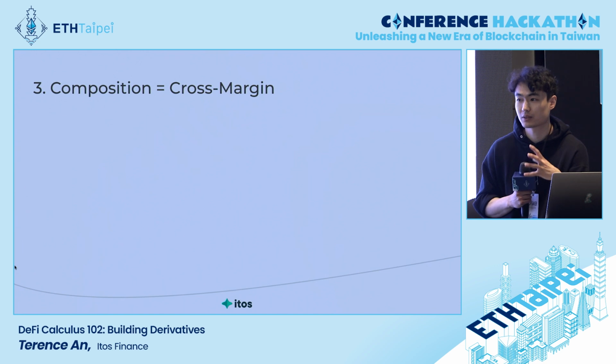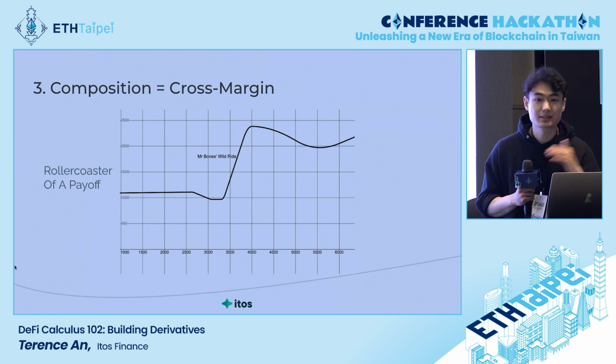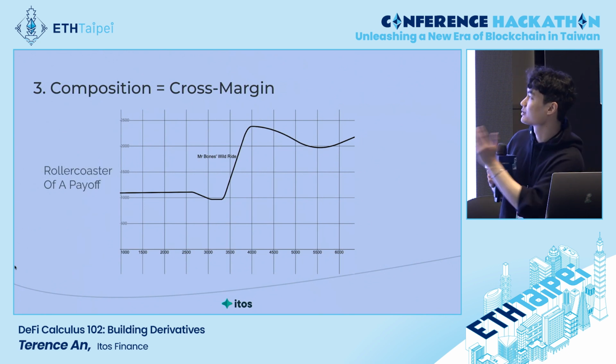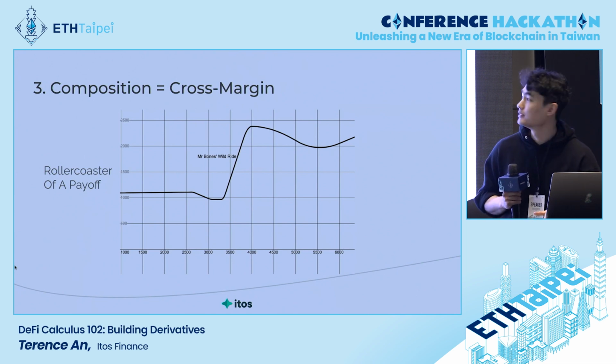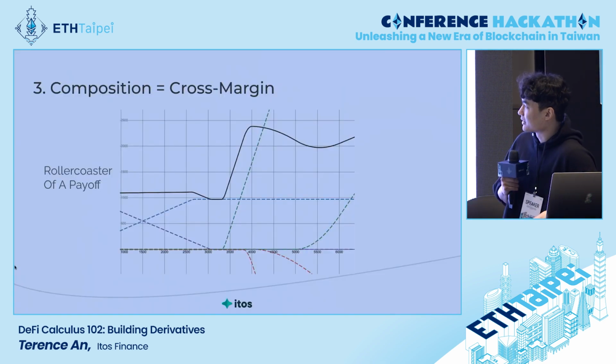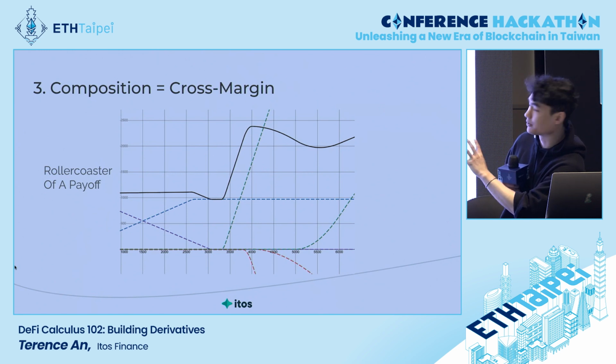And it gets even crazier once we start adding cross margin into it. This is really where we start touching on insanity, because we have all these positions before and we can combine them into insane things. This is just a random position I decided to create because I could. And Mr. Bones' Wild Ride is made by all these different positions underneath it.